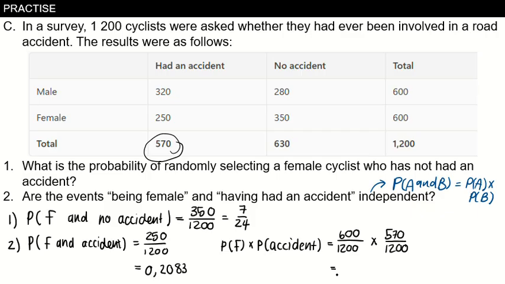So now we can go ahead and calculate that. In decimal form, again, it's just easier to look at the figures. 0.2375. Now looking at these figures, they are very close to one another. But they are not exactly the same. If they were independent, they would be exactly equal to one another. But they are not, so we can conclude that these events are not independent.